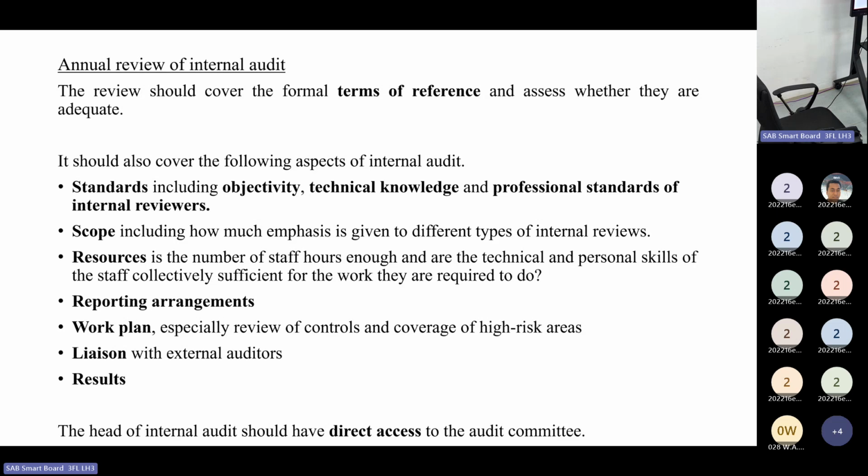They need to understand, they need to look at the audit committee. What is the extent that they are going? That is what is meant by scope. Then the resources, whether there is a sufficient number of staff, enough staff hours, and the technical and personal skills of the staff collectively sufficient for the work they are required to do.